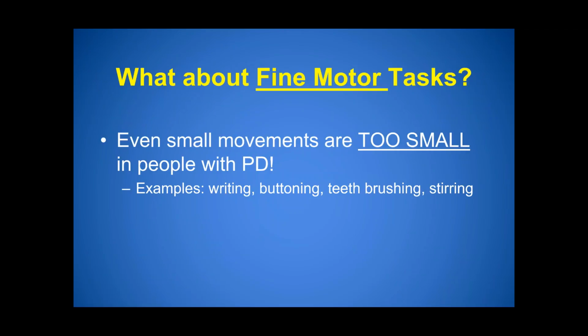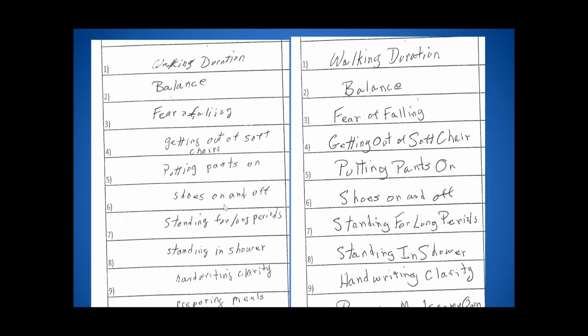And so what we do with LSVT Big is simply stimulate that person, drive them to produce hand and finger movements that are not huge exaggerated movements, but big enough to be normal and big enough to get the job done in a normal, efficient time. So with that, I'm going to show you this.